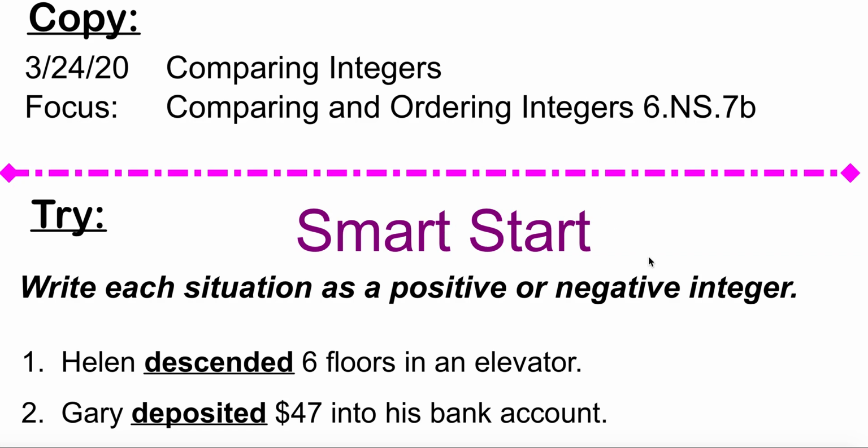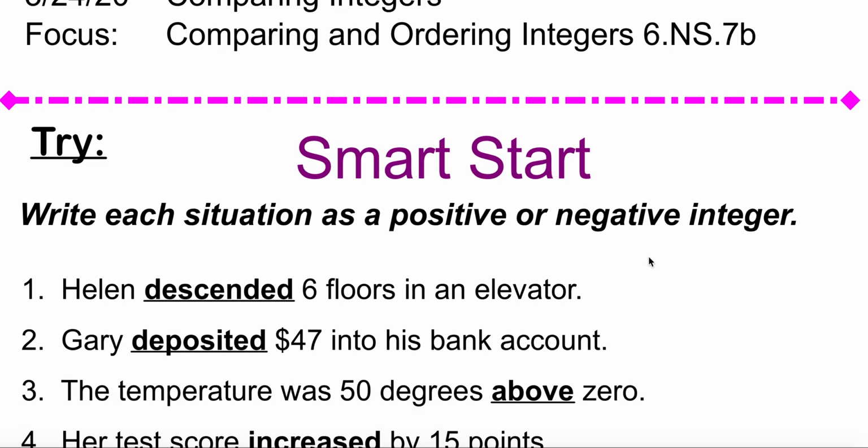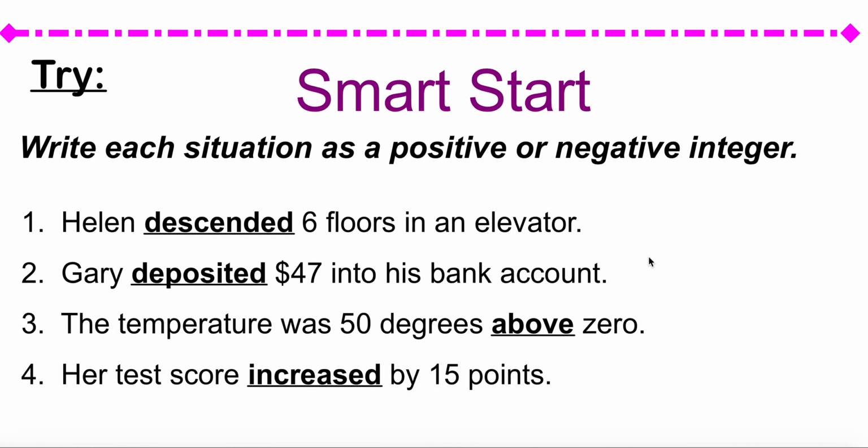Write each situation as a positive or negative integer. Number 1. Helen descended 6 floors in an elevator. 2. Gary deposited $47 into his bank account. The temperature was 50 degrees above zero. Her test score increased by 15 points. Now, you have to write each situation as a positive or negative integer.